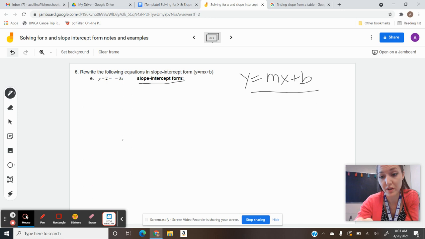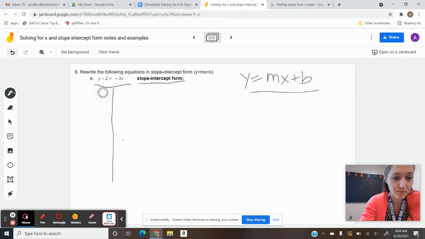Okay, so when we're done, we should have something that looks like this instead of just y equals one number or x equals one number. In order to do this, we are going to try to get y by itself. And in order to do that, we're going to do inverse operations. So y is almost by itself on this side. I just need to get rid of this minus 2. Opposite of minus 2 is plus 2.